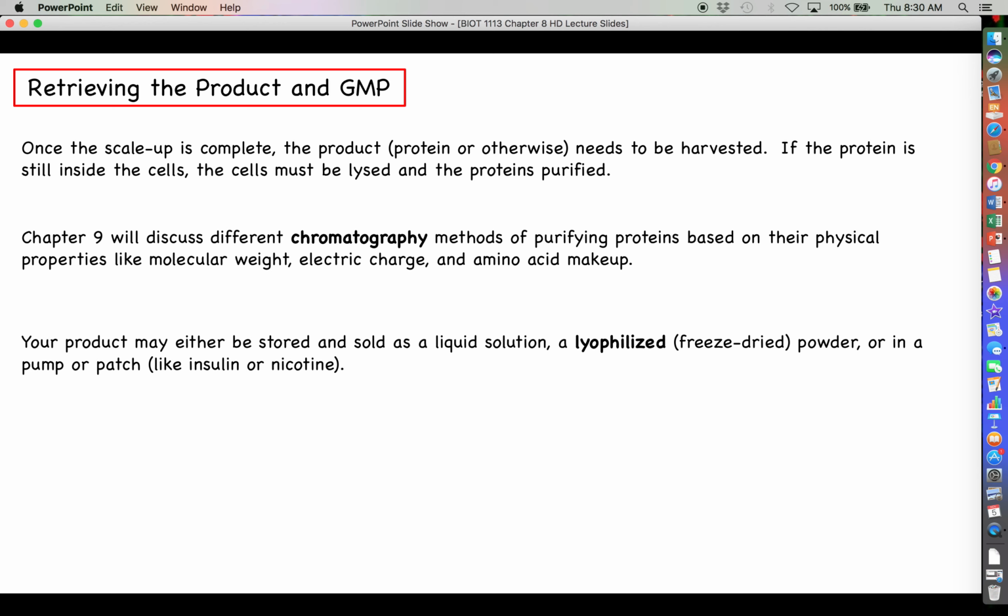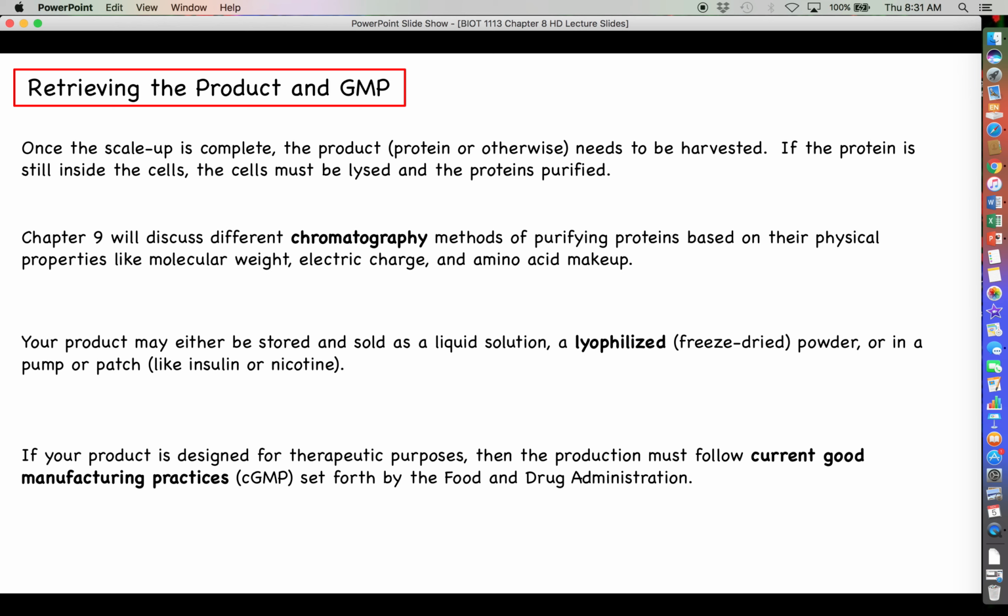As far as storage goes, depending on what you're making, regardless of whether it's a protein, a nucleic acid, or something else, your product may either be stored and sold as a liquid solution. So a lot of times if you're making a protein, you may sell it as just a very highly concentrated solution of protein in a particular buffer. You can lyophilize your product, which is basically just a freeze-drying process. So if you sell a lyophilized product, then you're basically just selling someone a tube that has some powder in the bottom of it, and it's going to be up to them to resuspend that powder in buffer of their choosing. Or you can even sell your product in a pump or a patch, like what you would do with something like insulin or nicotine.